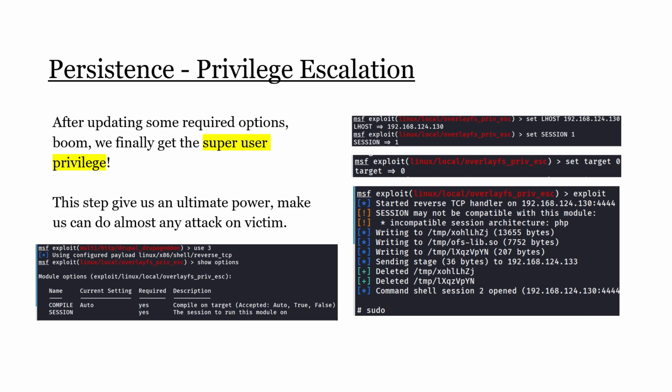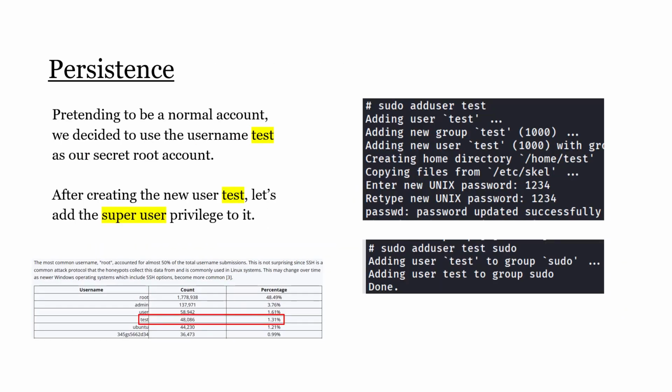This time, the new session gives us superuser privilege. With root access, we now have full control over the system, which means we can read, modify, or delete almost everything on the server. Now that we are root, we can go back to our original plan. We create a new user account named test and grant it superuser privilege. This account looks like a normal user, but in reality, it serves as our backdoor into the system.